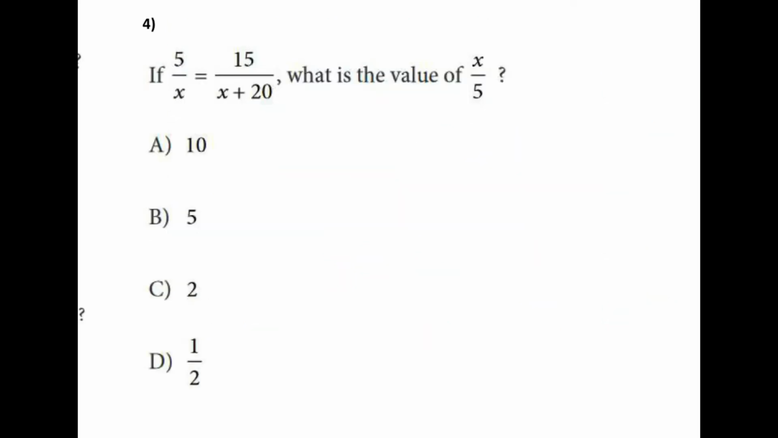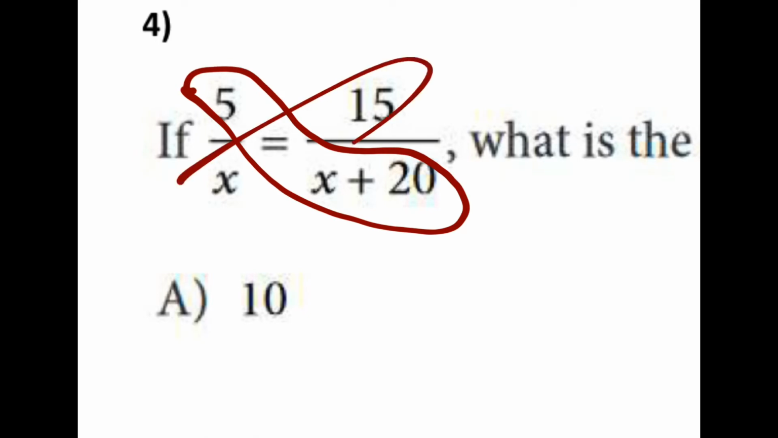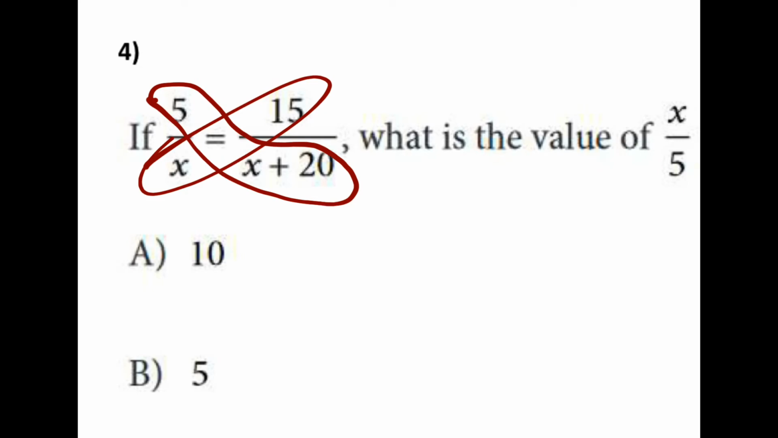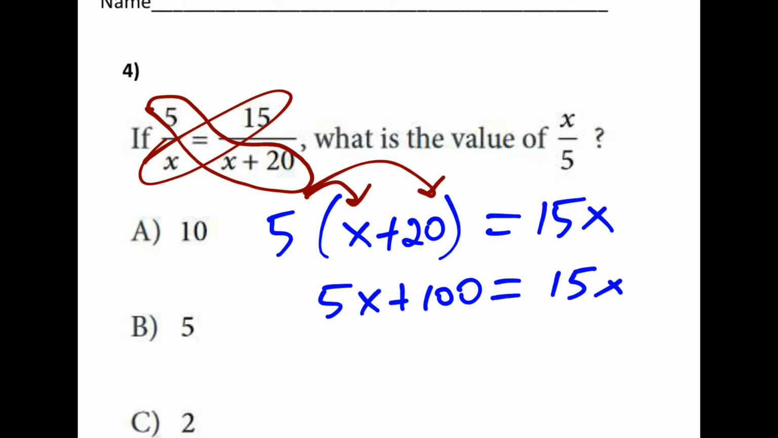Number 4 comes from geometry when we cross-multiply proportions, or at least that's one way to do this. So cross-multiplying means I take the top of that fraction and multiply it by the bottom of that fraction, and I set those cross products equal to each other. So 5 times the quantity x plus 20 is equal to 15x. And I think it's helpful to keep that inside parentheses so that I distribute correctly. So then I have 5x plus 100 is equal to 15x.